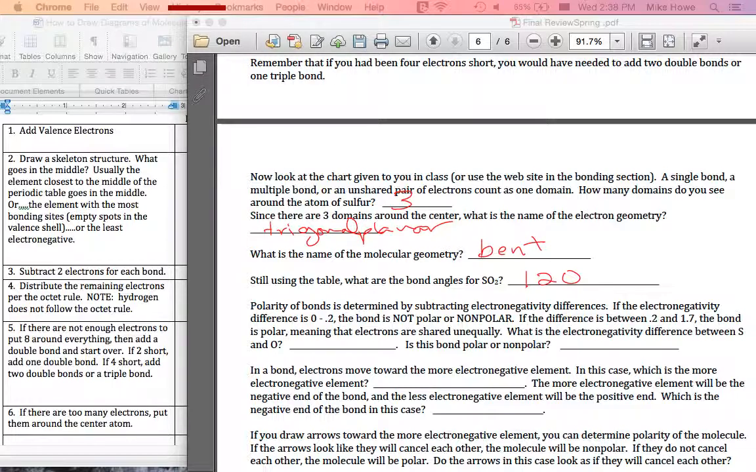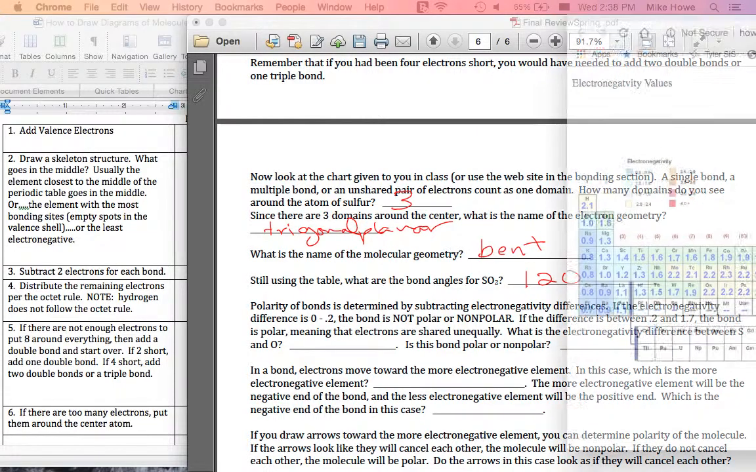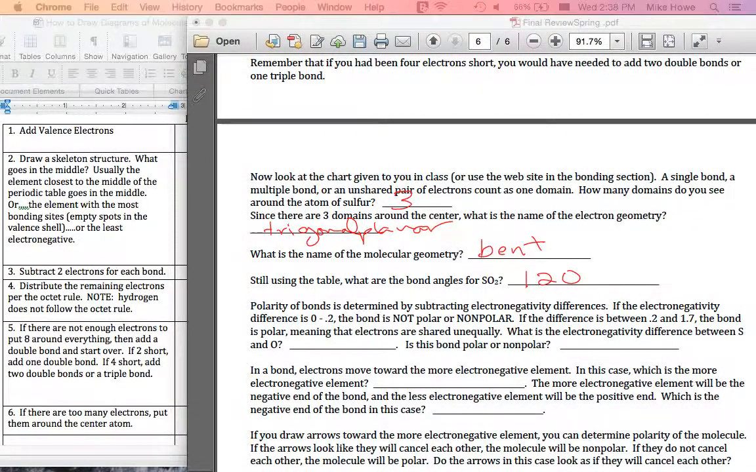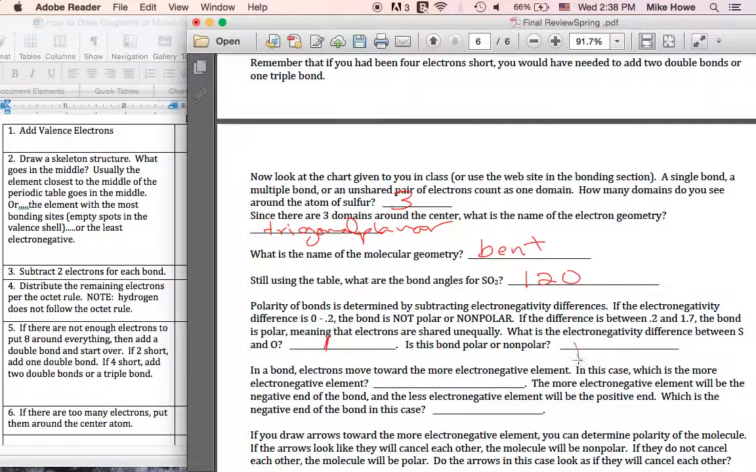All right, so let's go look at electronegativity values again. We have S and O. Remember, S was 2.5. Where's S? Right here. And O was 3.5. So the difference is 1. So the difference between S and O is 1. So that makes the bond polar.